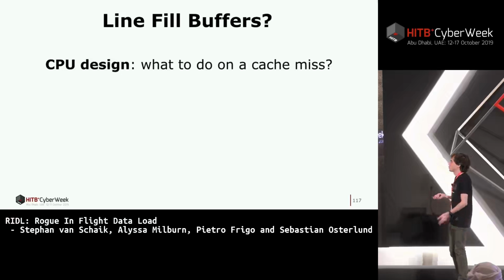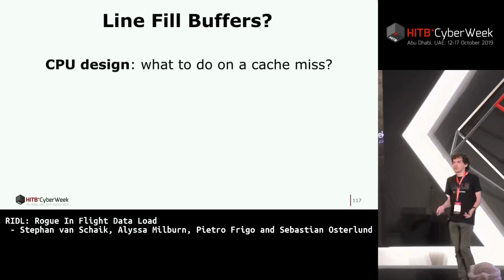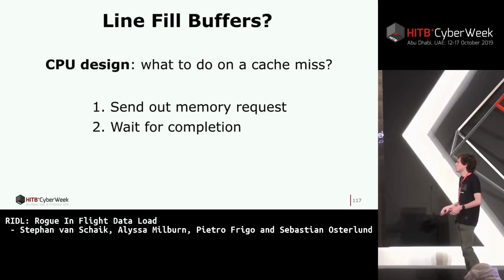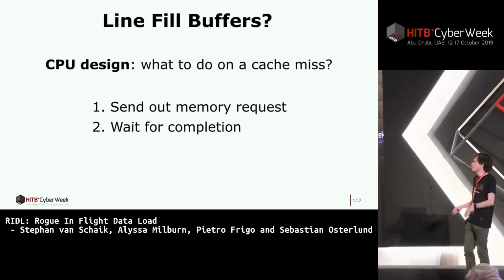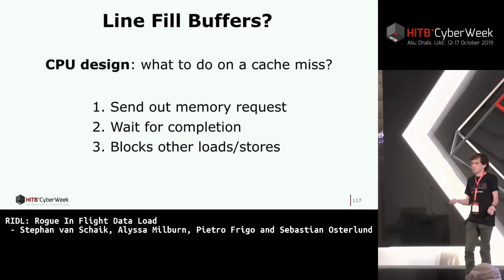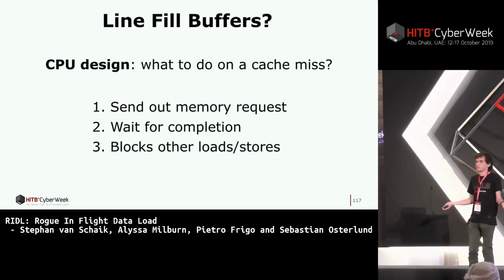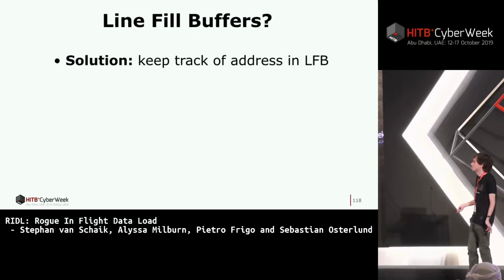If you're a CPU designer, you're thinking in terms of, I want better performance. So what do I do if I get a cache miss? Well, the naive way to do this is you just send out a memory request. You wait until it completes, until your memory comes back, which takes probably 300 cycles. And what this does is, you do nothing. You block everything else. You block your other loads and stores. You're not making any progress.